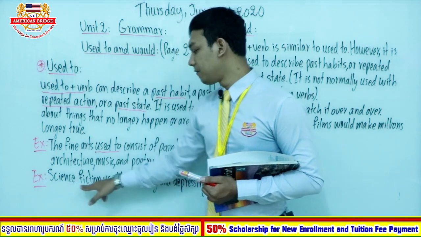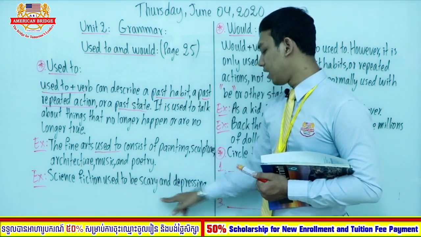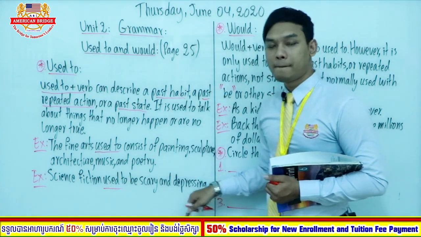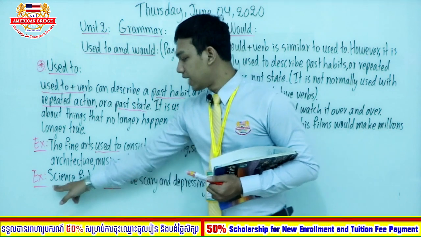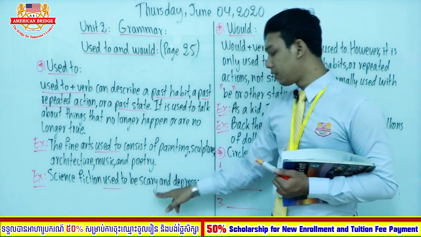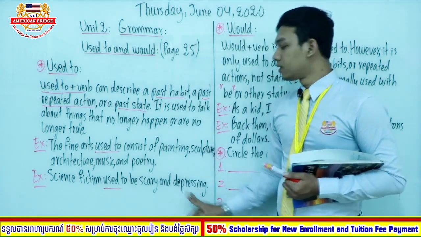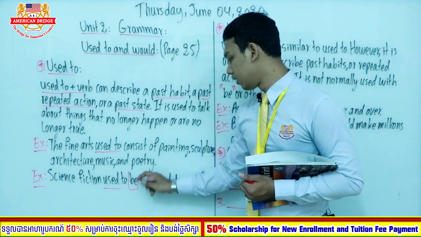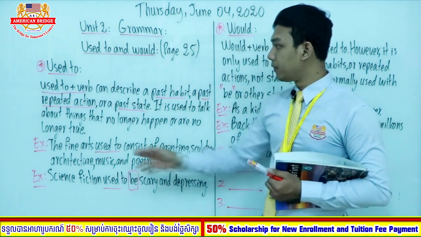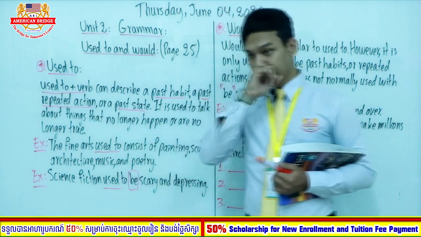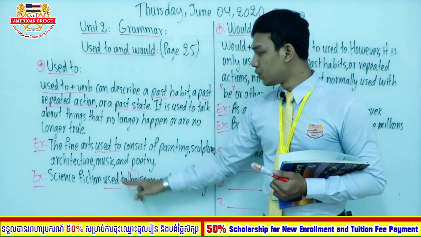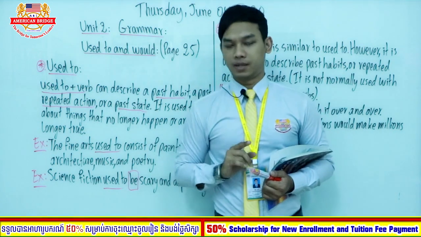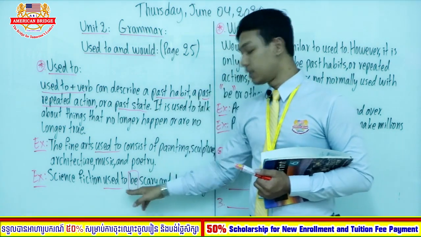Look at the other example. We say science fiction used to be scary and depressing. Again, science fiction used to be scary and depressing. So you can see the words "used to be" here, because we have used to plus verb, right? So for "used to", you can use it with a past state. You can use it with a stative verb.